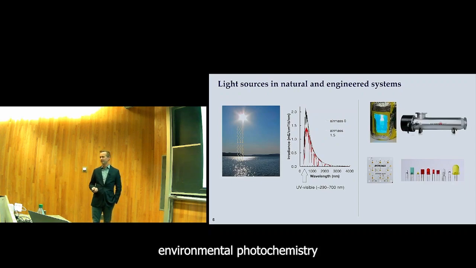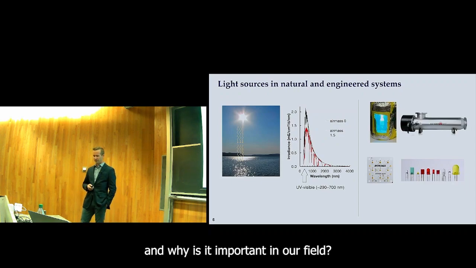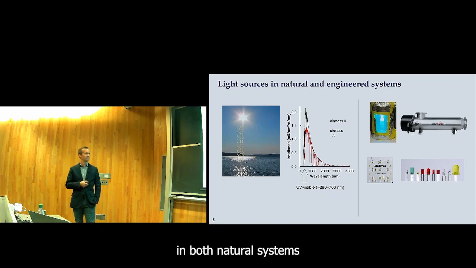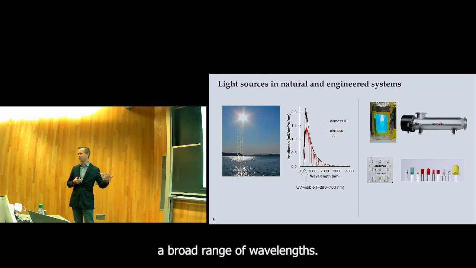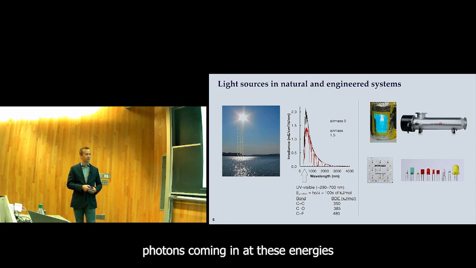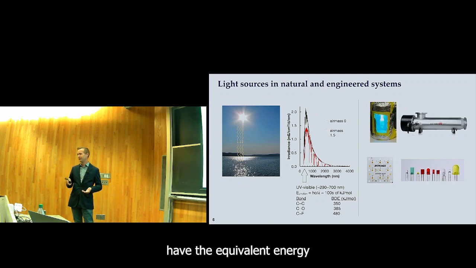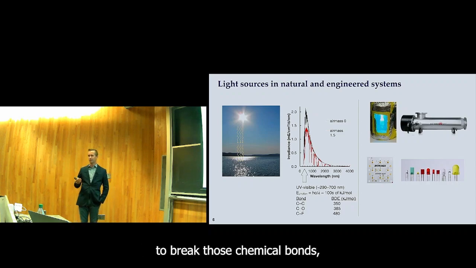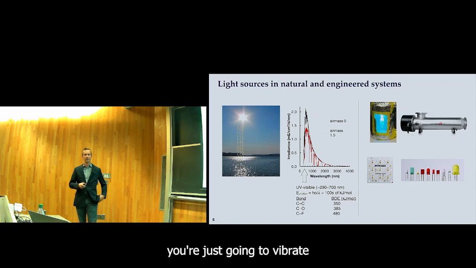So, what is environmental photochemistry and why is it important in our field? It's important in both natural systems and in engineered systems. This graph shows the solar spectrum both before and after the Earth's atmosphere, and you can see there's a broad range of wavelengths. The wavelength range that we're interested in particularly is this UV-visible region, because photons coming in at these energies have the equivalent energy to chemical bonds. So from the energy balance perspective, there's the possibility to break those chemical bonds, whereas farther out here, you're just going to vibrate the molecules and there's not enough energy to do bond breaking.